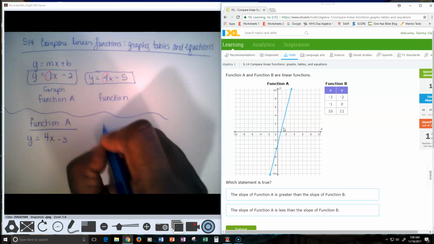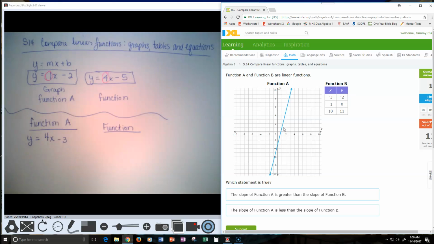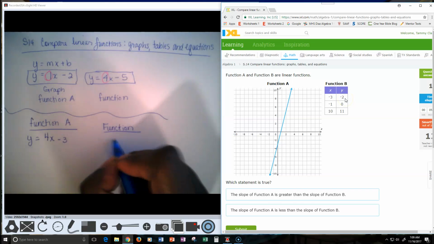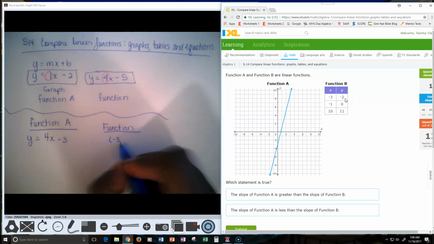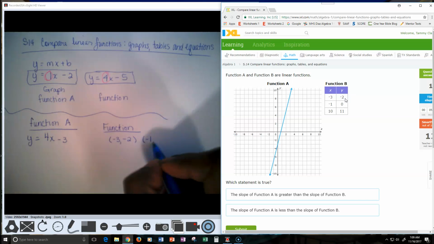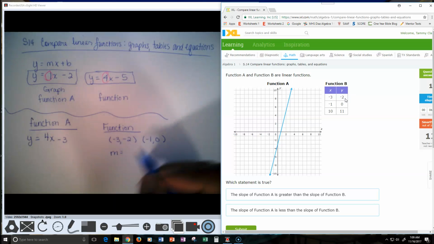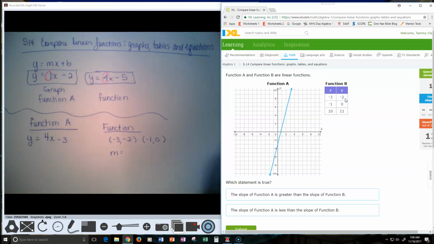Now, let's go to function B, which is the table. And we want to look at the change that happens here. So I've got two ordered pairs, right? I've got -3, -2 as an ordered pair, and then I've got -1, 0 as an ordered pair. I'm going to use the equation for slope.